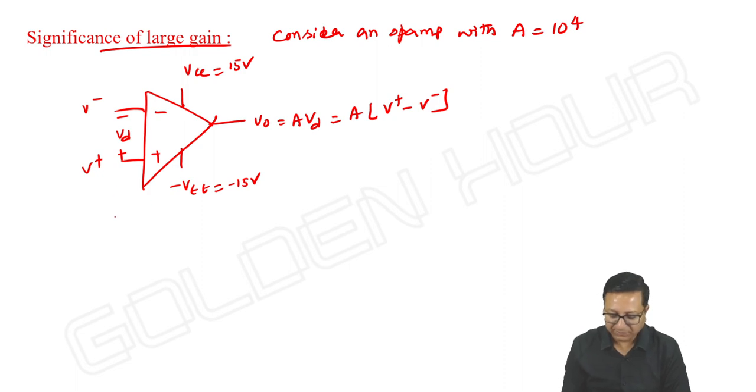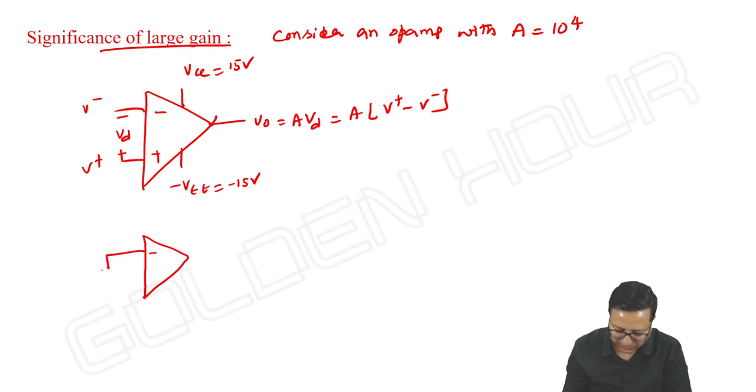So what I am doing is, let us give some input to the non-inverting terminal and connect the inverting terminal to 0. It is connected to ground.